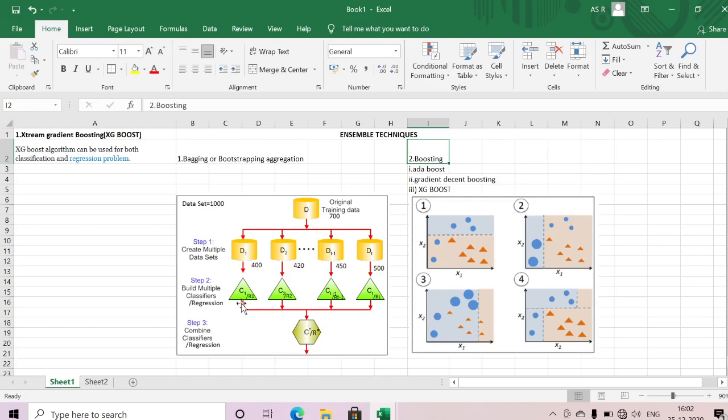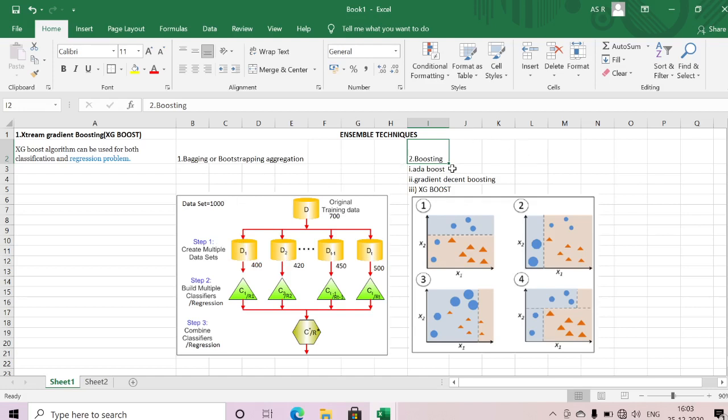Similarly, in the case of regression, regressor 1 output, for example, 10, regressor 2 prediction 20, regressor 3 prediction 30, regressor 4 prediction 40. Here we need to combine all the results: we add all the results and divide by 4. We aggregate all the results, and that we take as the prediction. This is the way we train and predict using bagging, or bootstrapping aggregation. Mainly random forest follows this bagging, or bootstrapping aggregation.